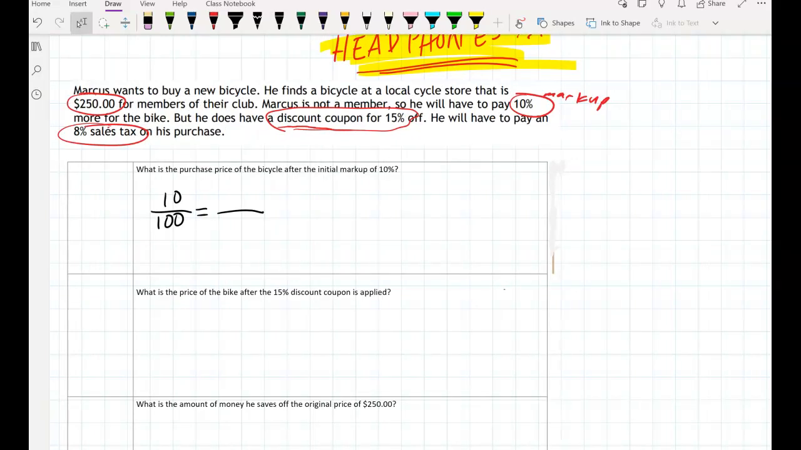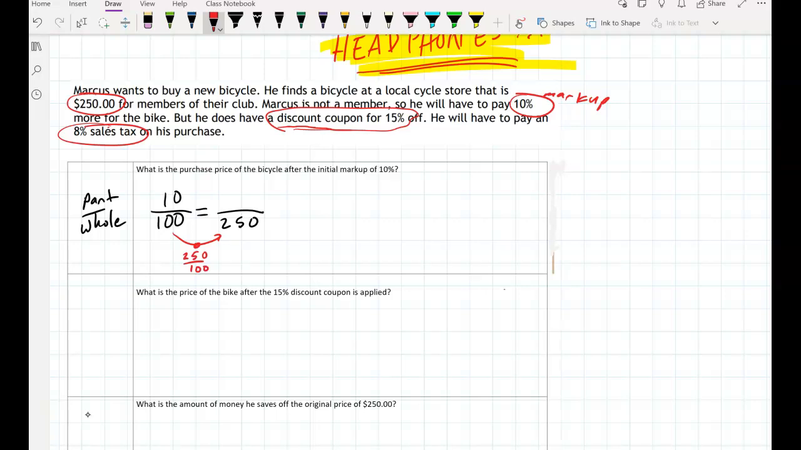And we know that the bike costs $250. That's the whole. Remember, we are talking about part to whole whenever we're talking about percents. $250 is the whole price that he will pay. So now we're trying to find the part. What is 10%? Well, okay, let's go from 100 to 250. What do we multiply by? Well, if you've been paying attention, you know that you're going to have to multiply that by 250 over 100.